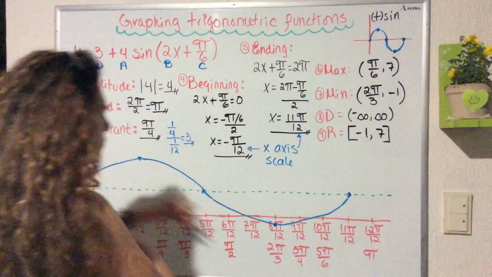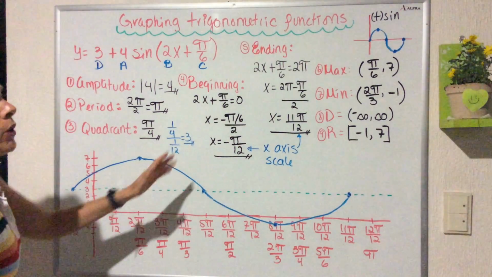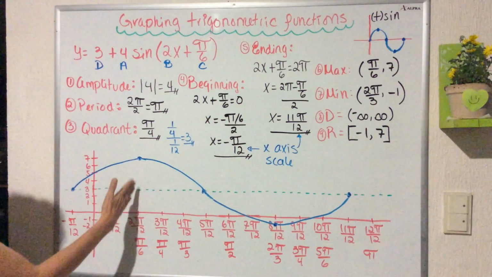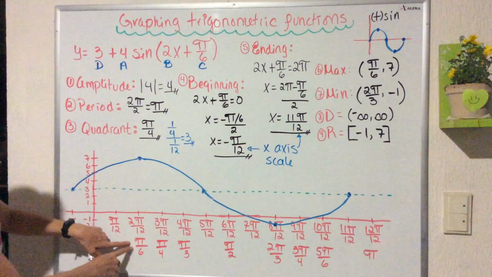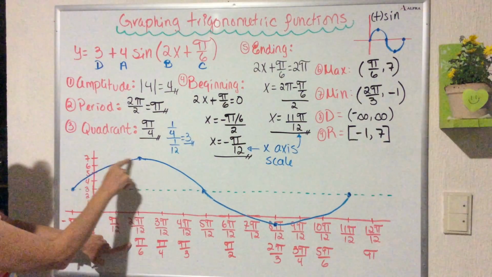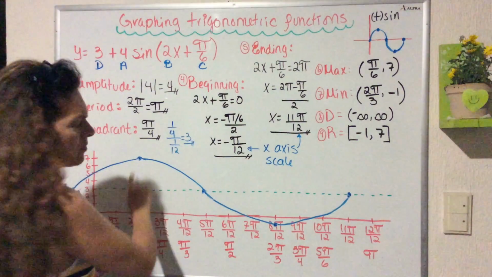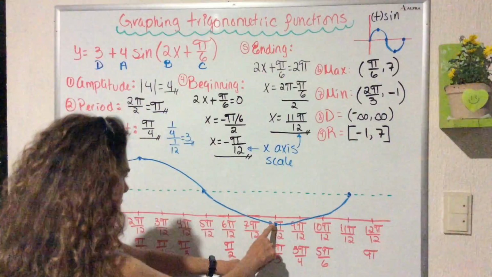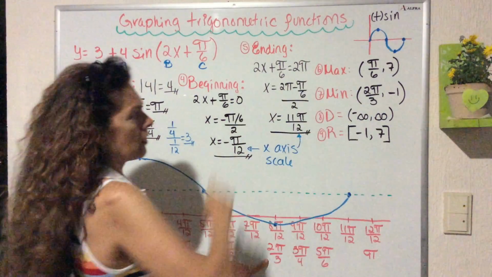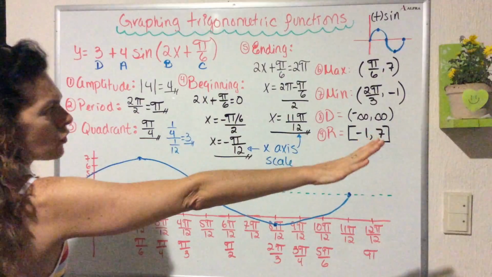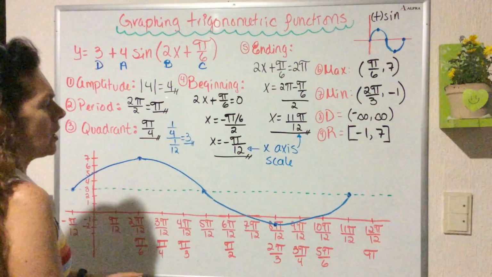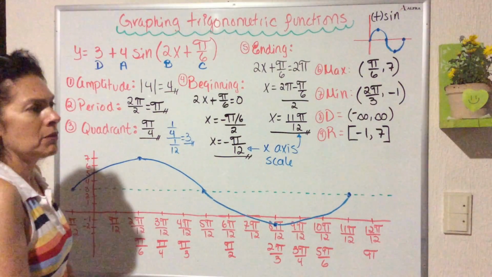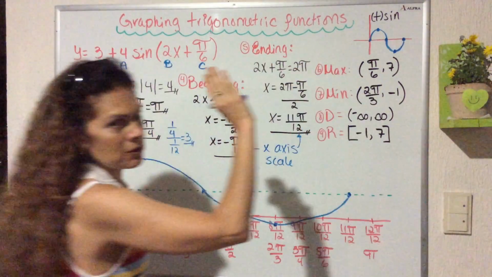Now, once we plot the graph of our function, we are going to get the maximum, minimum, domain, and range. So the maximum, dear students, we go to see the maximum. Okay, so it is at pi over 6, 7. The minimum, dear students, we get it here, at 2 pi over 3, and this is at -1. Good. The domain, dear students, is from negative infinity to positive infinity, because we know that this graph is coming from negative infinity and it continues going to positive infinity.